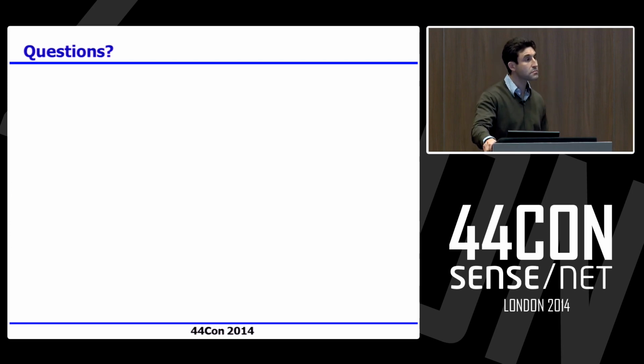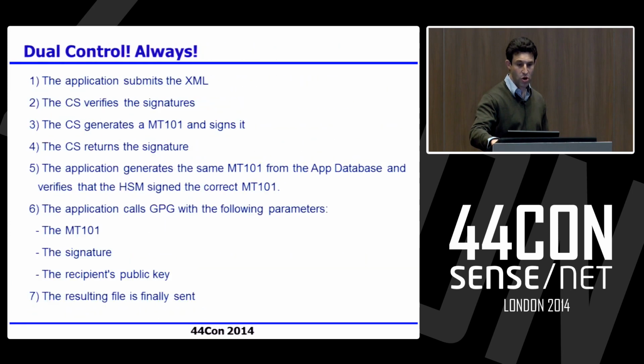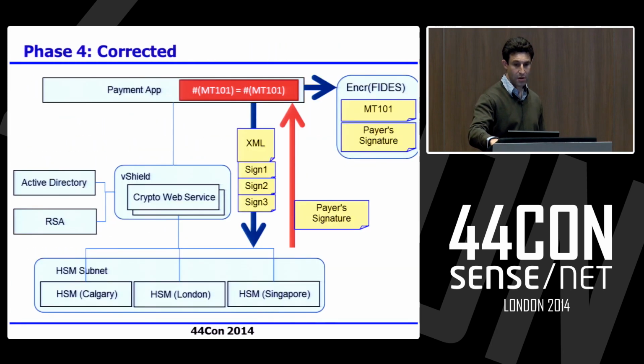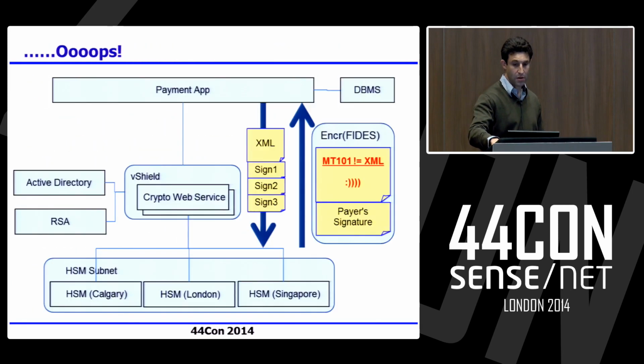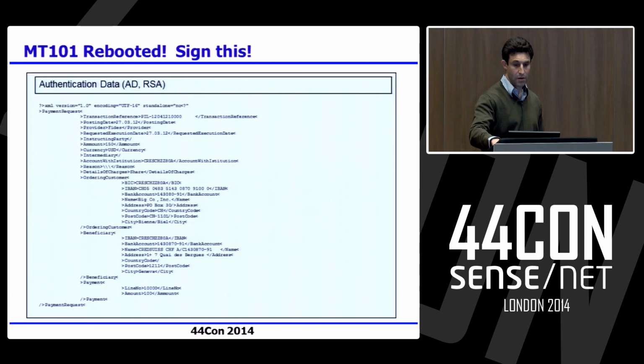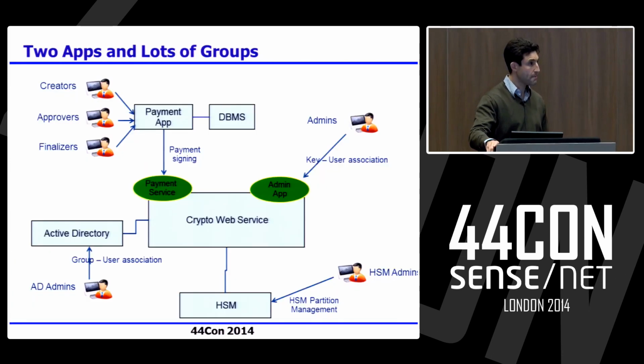Go back to your diagram which showed where the solution would have to happen. This one? Yeah, you've got creators, approvers, and finalizers. I take it that's Active Directory groups or something. Yes. The only issue I'm seeing with that is that banks have shed a lot of people at the moment, and they're not able to put people into approve.